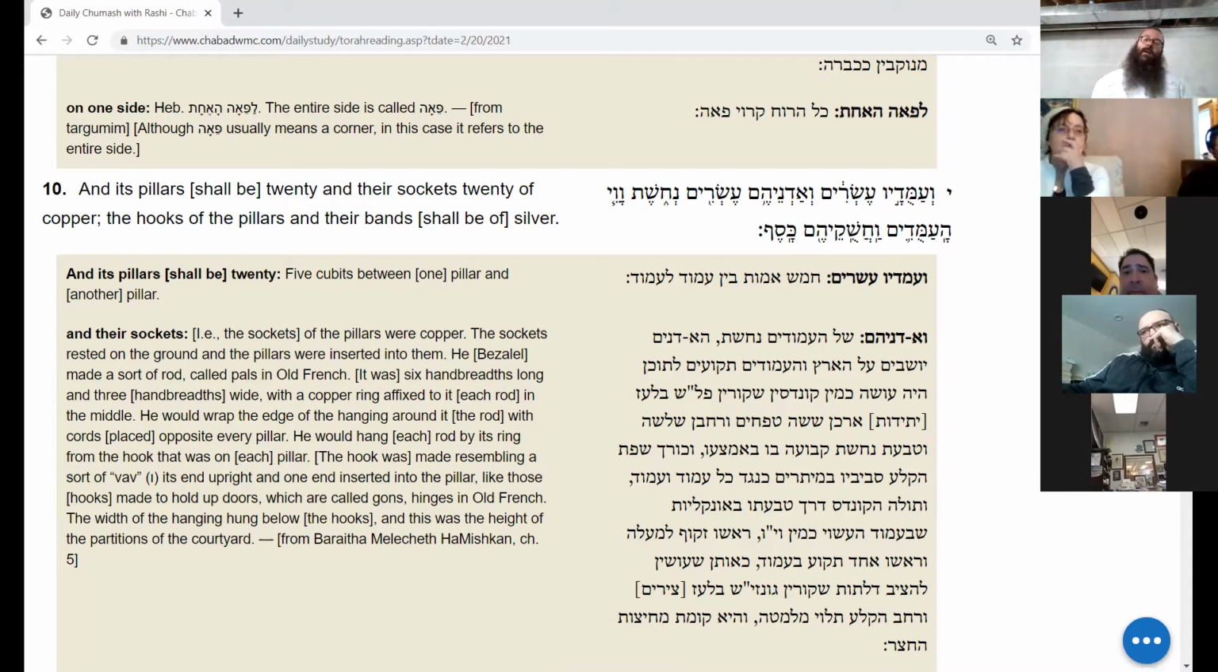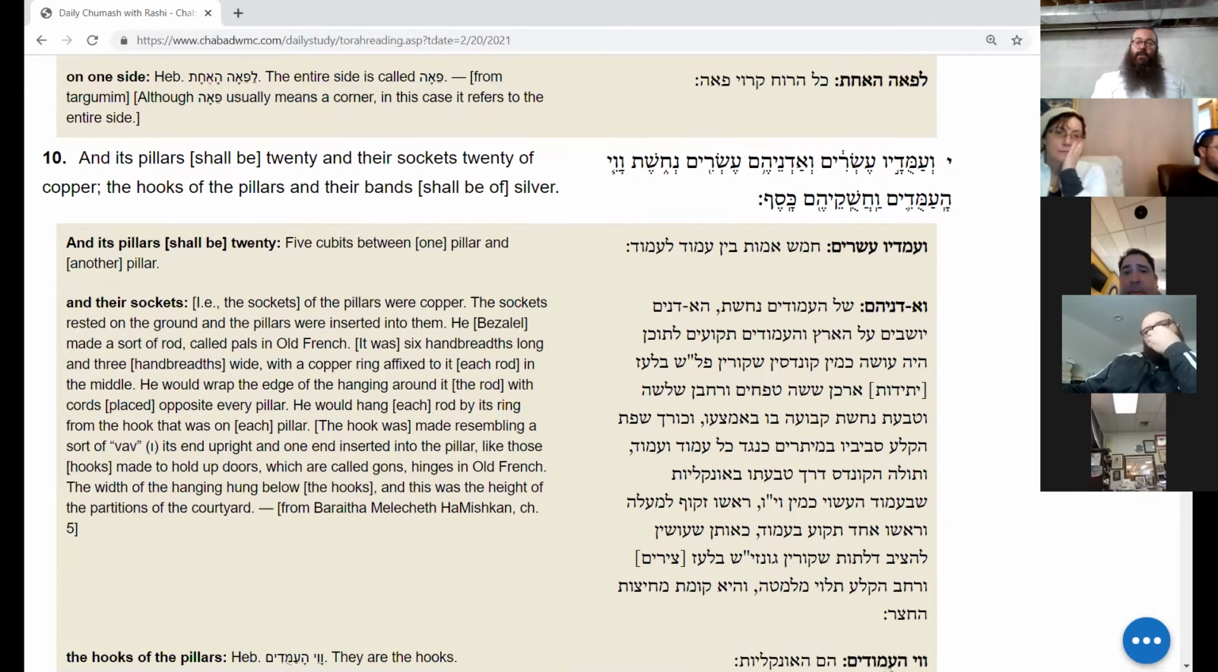So if you divide 100 by 20, Rashi tells you it's every 5 amas you need another pillar. So every 7.5 feet was another pillar. That's how you got 20 poles within 100. Divide 100 by 20, you get 5, every 5 amas.